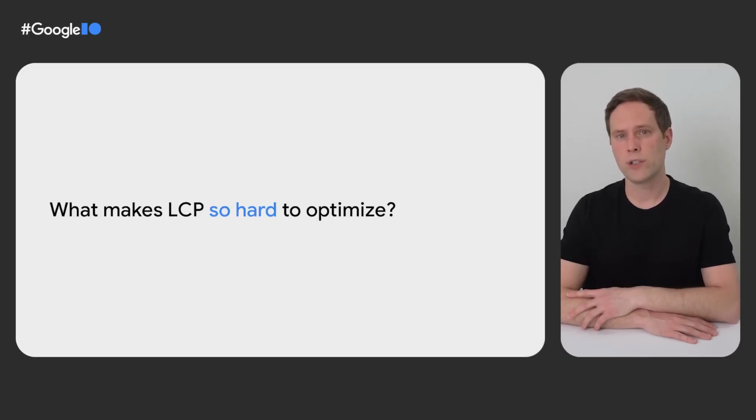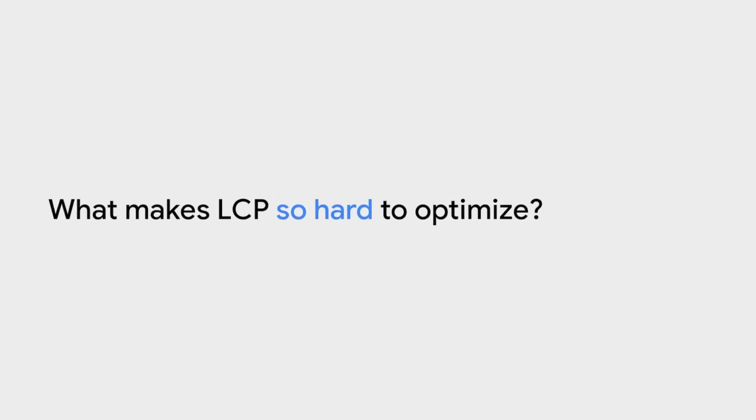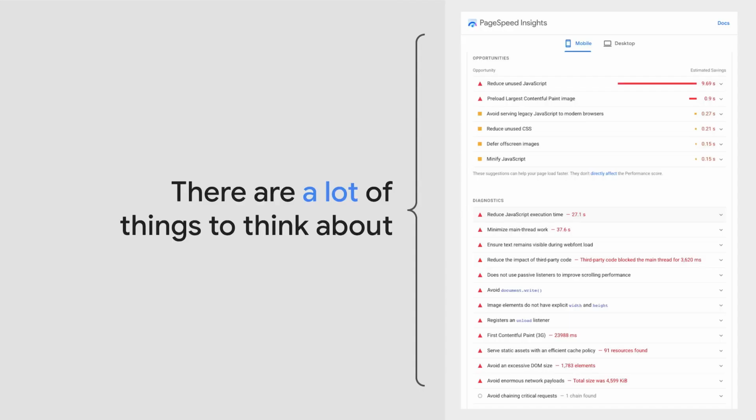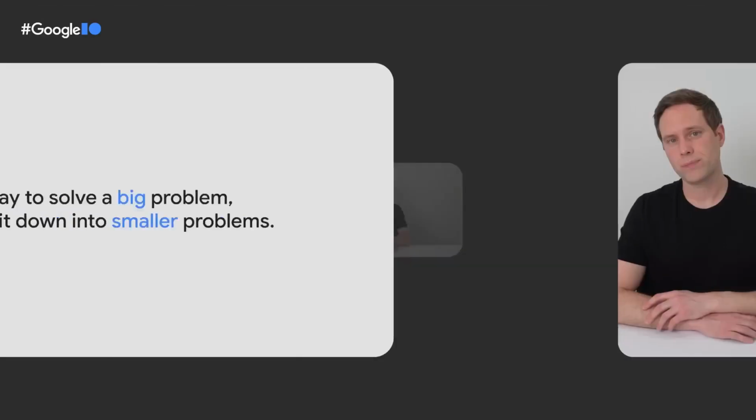So this raises the question, what makes LCP so hard to optimize? I'm sure there are many reasons for this, but I suspect that a big reason is that there are just so many things to think about when optimizing load performance. And I know from talking to developers that in many cases, they're trying really hard to optimize LCP, but the things that they're trying just aren't working or they aren't helping very much. They can't figure out what they need to do that will actually make a difference for their specific site.